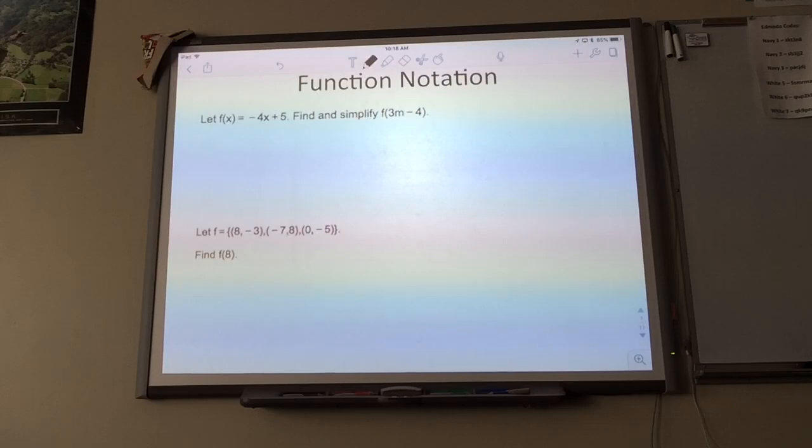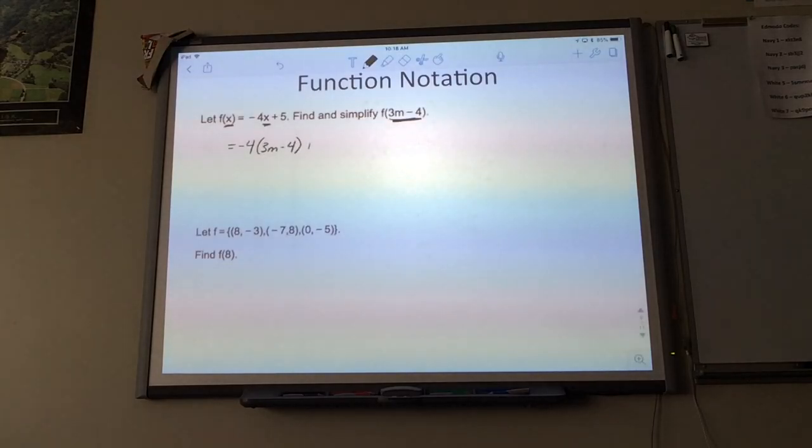Because it says, let f of x equal negative 4x plus 5. Find and simplify f of 3m minus 4. You just plug it in for that letter. So we change our x here to 3m minus 4. So equals negative 4 times 3m minus 4 plus 5.